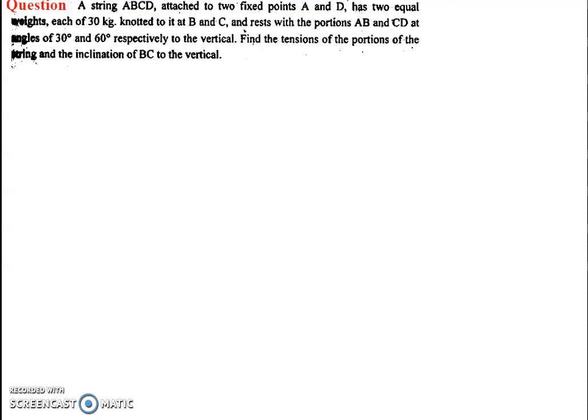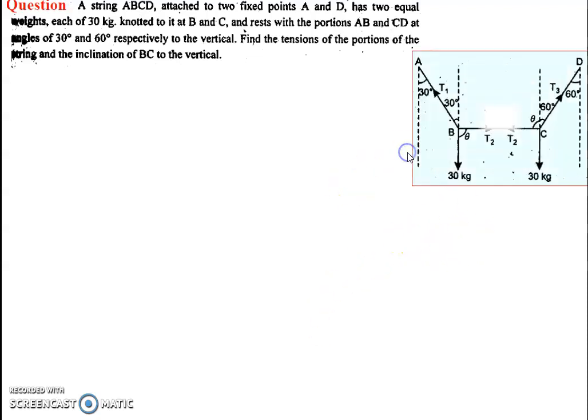One more question, see. A string ABCD attached to two fixed points A and D has two equal weights, each of 30 kg, knotted to it at B and C, and rests with the portions AB and CD at angles of 30 degrees and 60 degrees respectively to the vertical. Be very careful, to the vertical. Find the tensions in the portions of the string and the inclination of BC to the vertical. Just see the figure first of all.